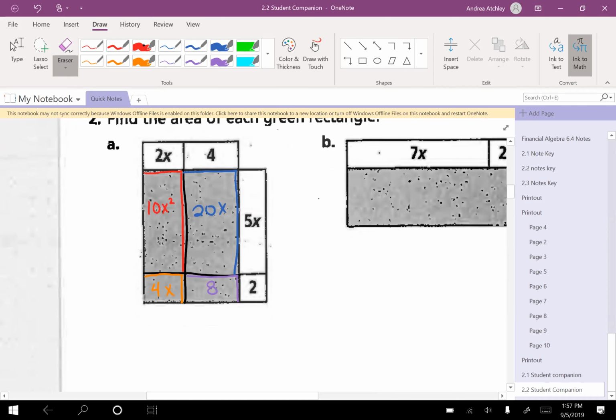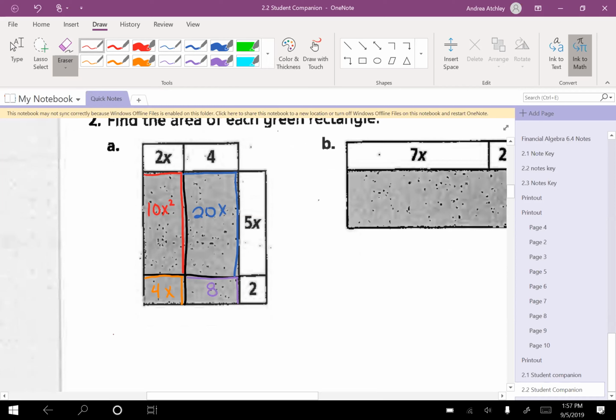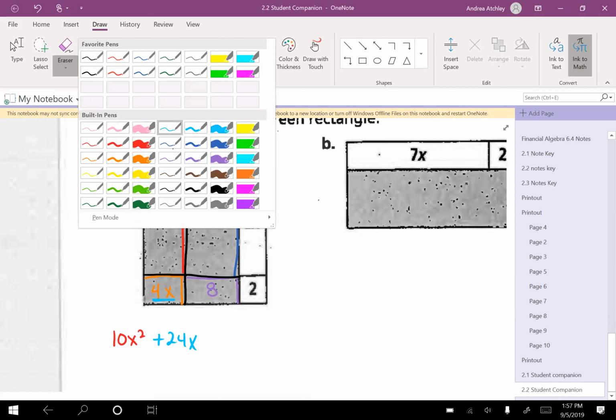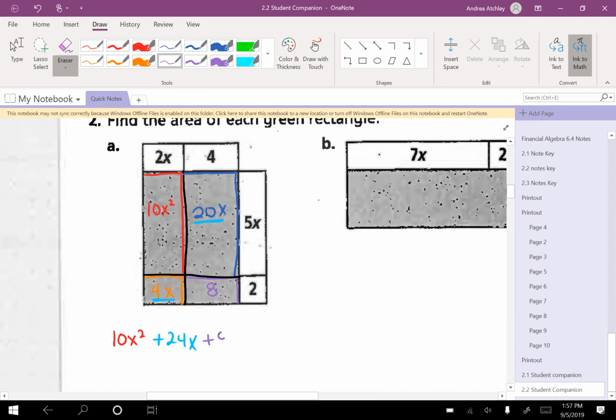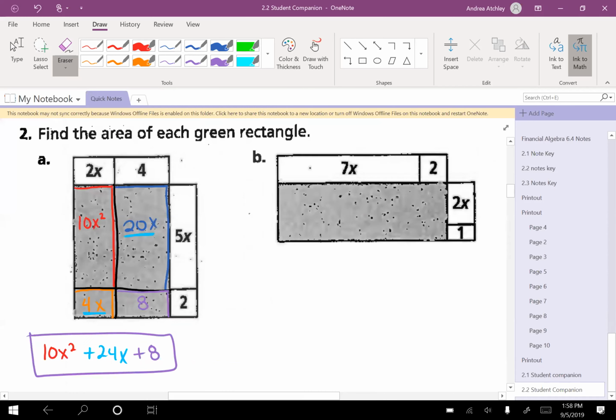Very good. Then we're going to add it all up. The 10x squared goes here. You can notice we do have like terms. 20x and 4x have the same variable and the same exponent, so they're alike. So I add 24x, and then I get plus 8. So that is my polynomial. Any questions over that? Okay, you guys do the next one.